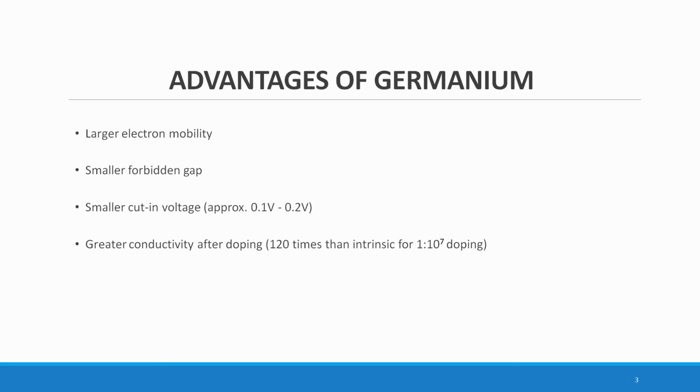Then why should we not use germanium in all kinds of semiconductor materials and devices? All these factors are true, but germanium is not that widely used in semiconductor devices, and silicon is mostly preferred in all kinds of semiconductor devices. Why? The reasons I have explained in the next slide.